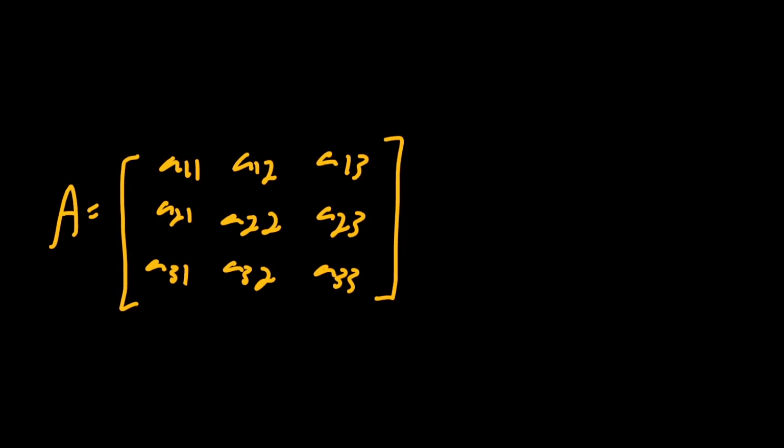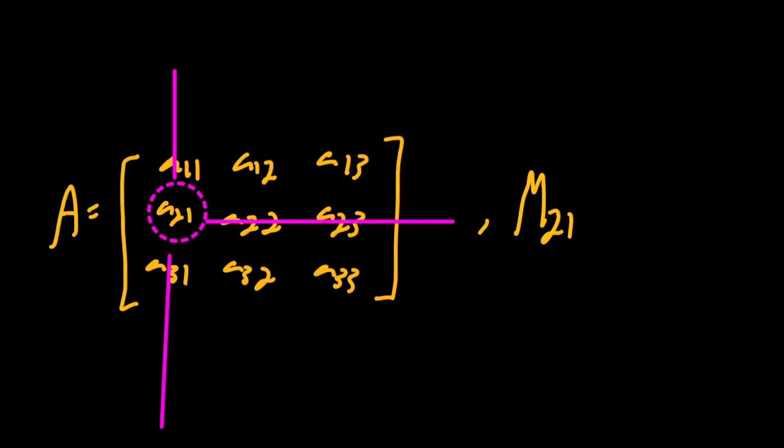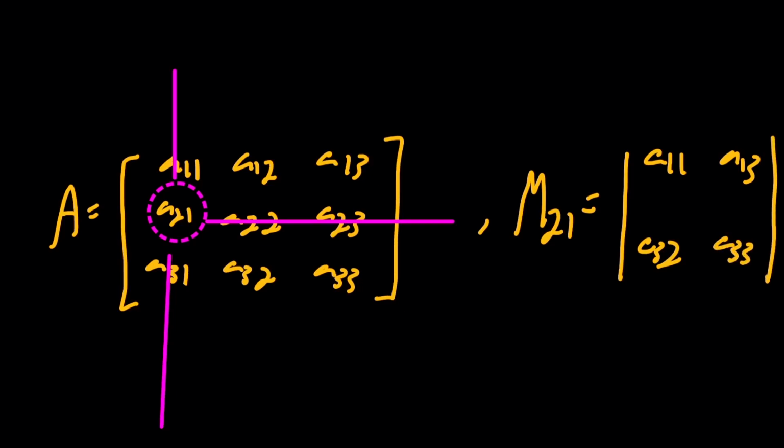So let's say we are supposed to find the minor of a sub 21, which is in row 2, column 1. Here's what that is going to look like. Notice how we have deleted row 2 and column 1. And now we can denote the minor as m sub 21 equal to the remaining entries after deleting row 2, column 1. And it turns out we have a sub 11, a sub 13, a sub 32, and a sub 33. From there we can take the determinant of the 2 by 2 matrix, and that's pretty much how you find the minor of a sub 21. Now what about the cofactor?